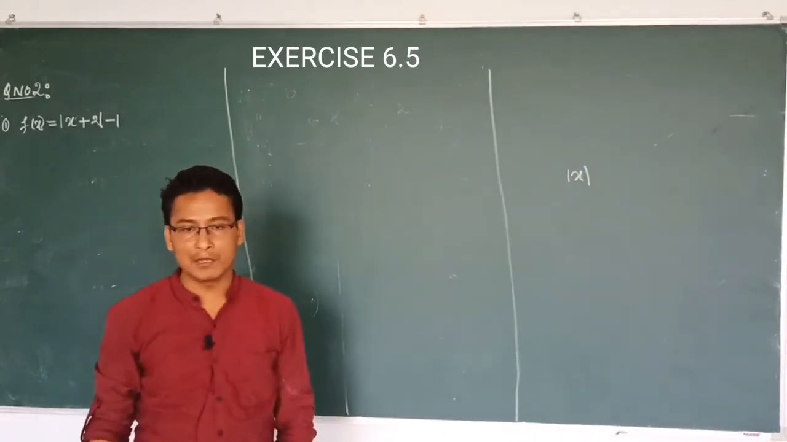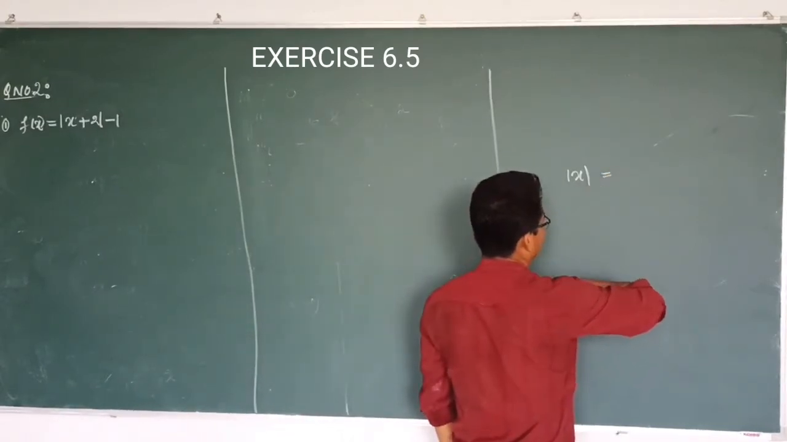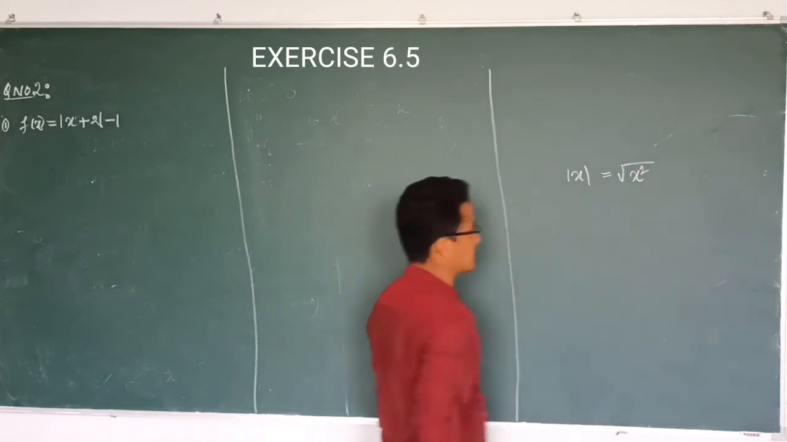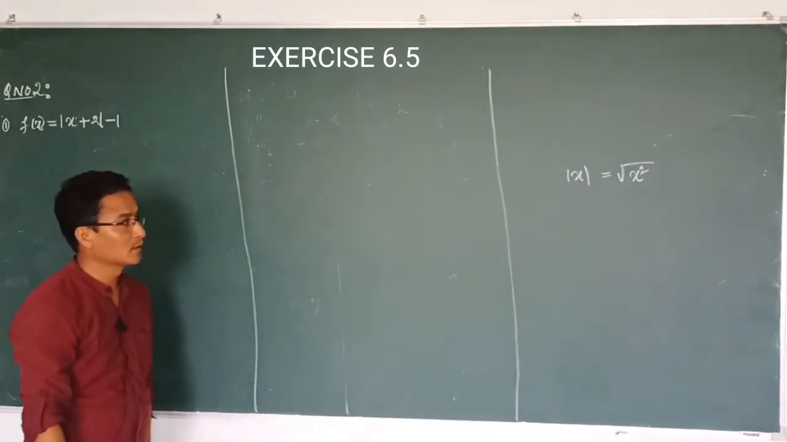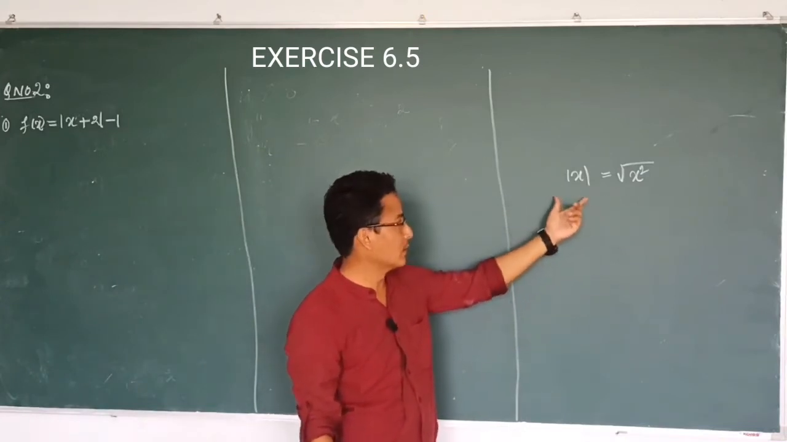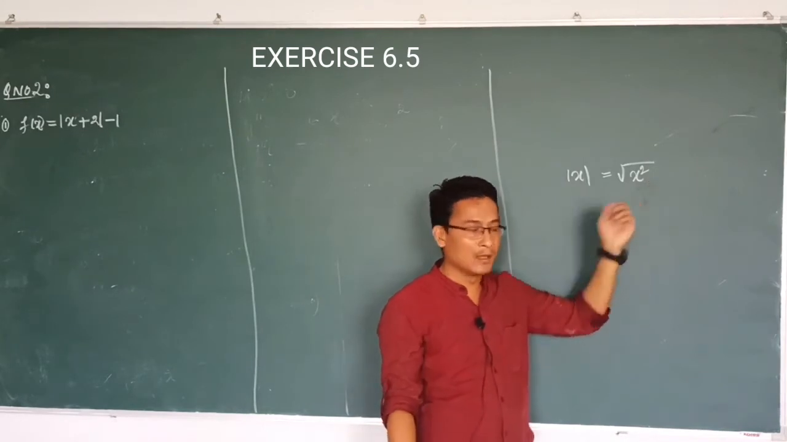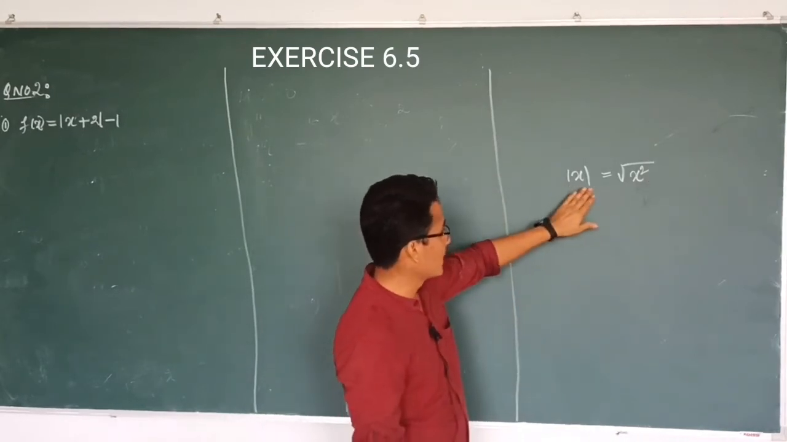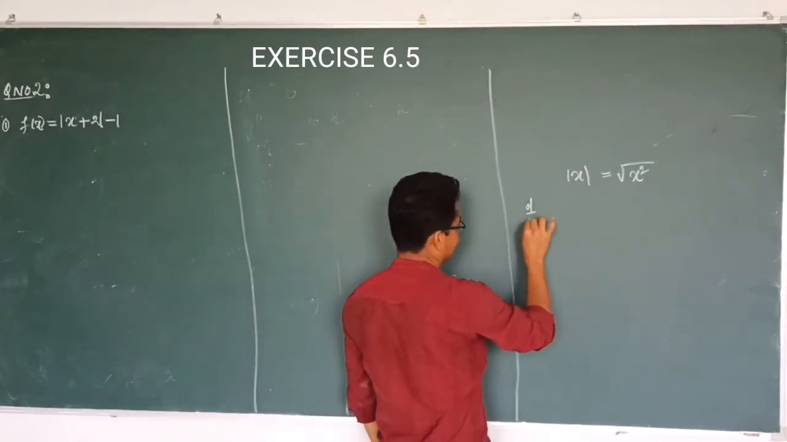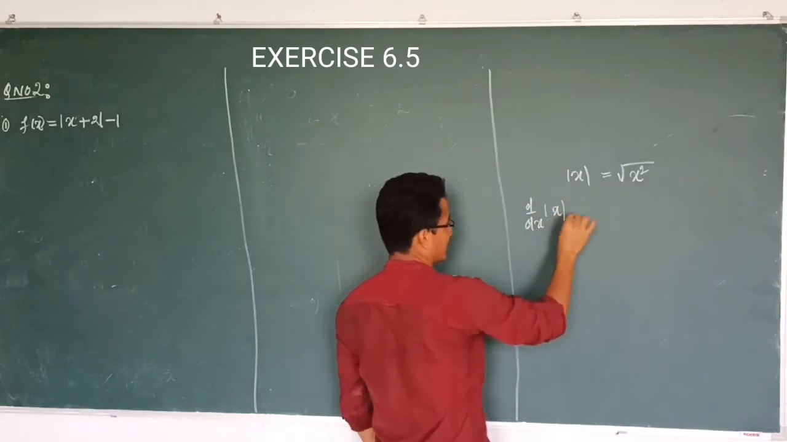Modulus of x means the positive value. If you write it like this, it is the same as modulus of x, because if you take x square under the root, you will always get a positive value. So modulus of x is written in this way. If you differentiate this, the differentiation is a little different. This is x. Then what can we do?